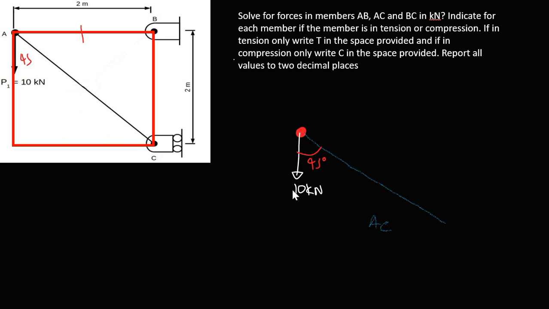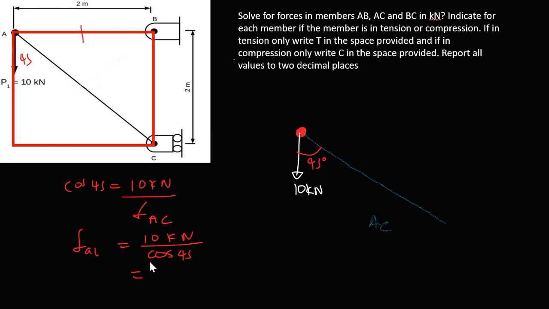So with this as the adjacent, you can get this one as the hypotenuse, right? You could just say this is the adjacent. It should be cos 45 equals the adjacent, which in our case is 10 kilonewtons, all over the hypotenuse, which is just the force on AC. Then I cross multiply, and I will have my force AC equals 10 kilonewtons all over cos 45. Then you can do your computation.